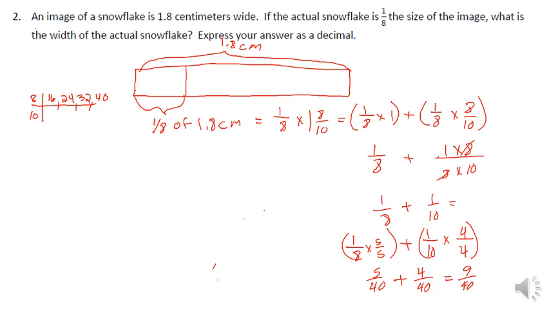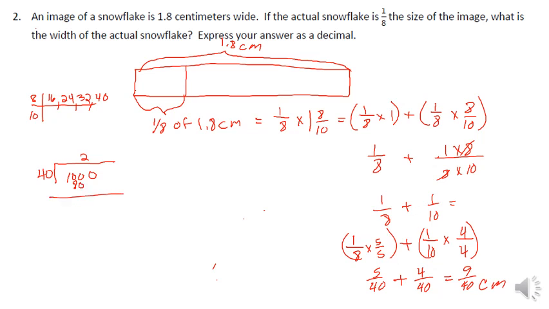Now, I want to convert this into a decimal, because this is 9/40 centimeters and it says to convert it to a decimal. Now, I know with 40, I can't turn it into 10. 40 cannot go into 100, but 40 may be able to convert to 1,000. So let's go ahead and divide 40 into 1,000 and see what we get.